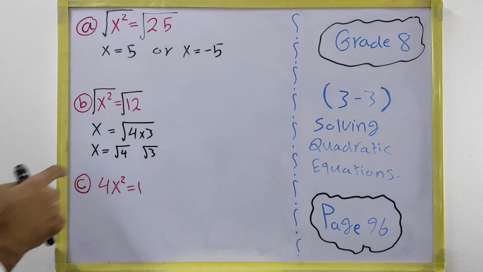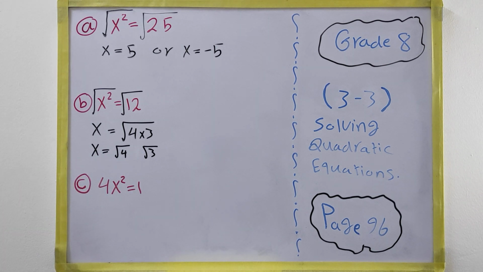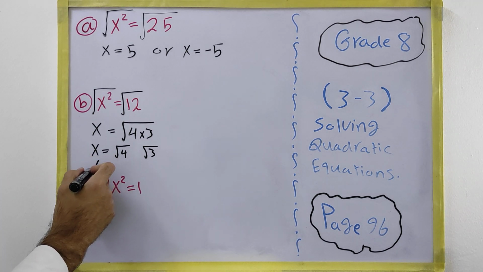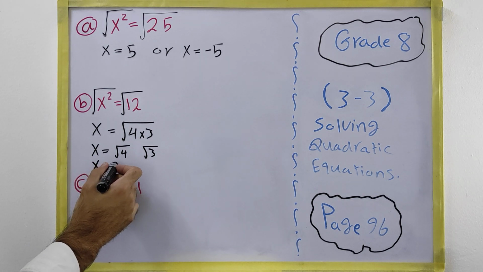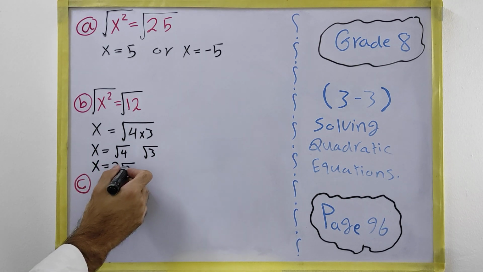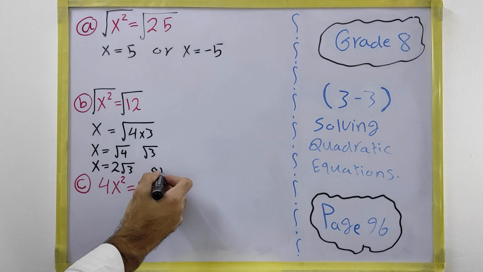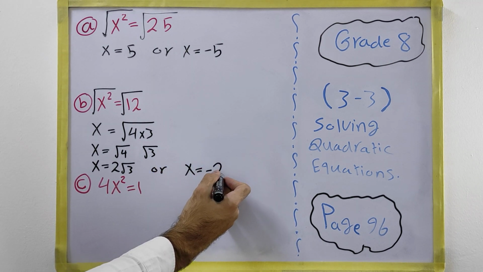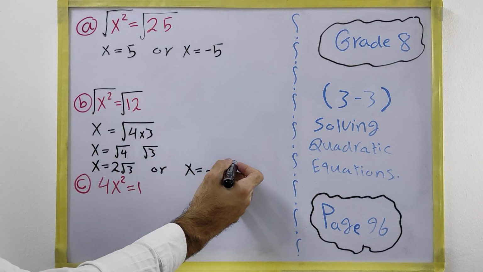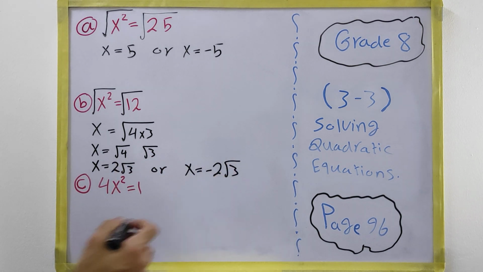Square root of 4, we can take it out, because square root of 4, we know 2 multiplied by 2 equals 4, and negative 2 multiplied by negative 2 equals 4. So in both of the cases, we write it would be 2 root of 3, or x equals negative 2 root of 3. Because root of 3 we cannot take it out, it would still be inside the square root.